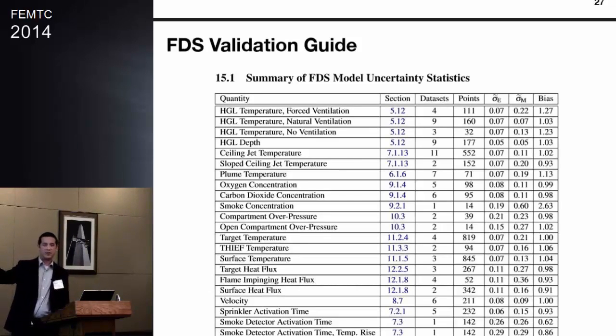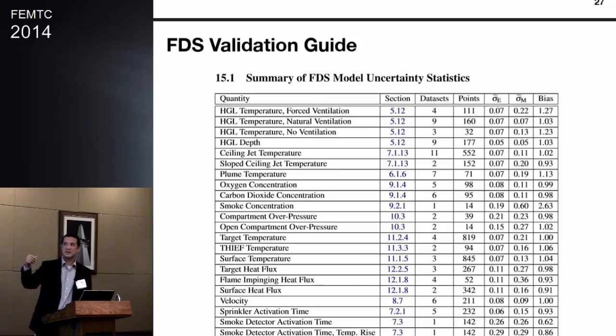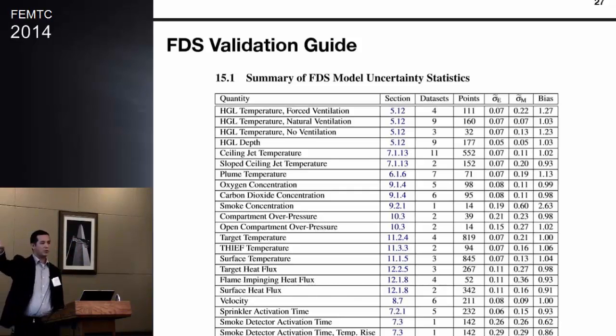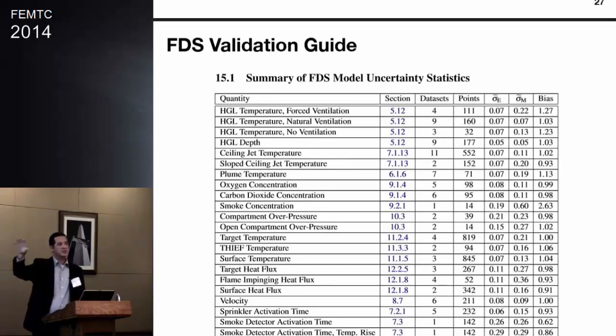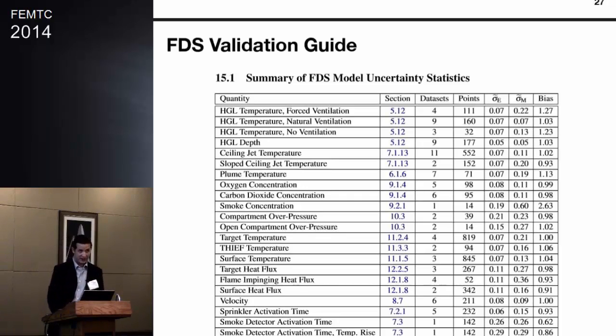In the validation guide in the back, Kevin pointed this out. This is near the end of the validation guide. This is a summary of all of those scatter plots. So for any given scatter plot, say you're looking at hot gas layer temperature, forced ventilation, the scatter plot tells you it overpredicts by 27%, and I can see that on the very right with the bias, and I can look at the model uncertainty, sigma m. So for all of those scatter plots, this is a really dense table to say how well are we doing compared to reality. Kevin talked about that, but that's where that is in the validation guide for every version of FDS.